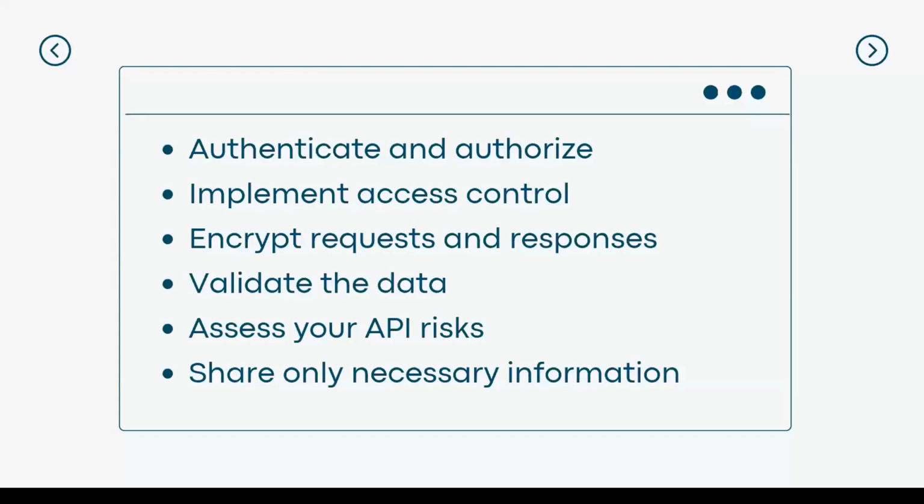Another one is share only necessary information. Minimize the data shared with clients to the minimum required for an API request. Ensure that your API isn't sharing too much about users or about your organization. This is going to help prevent information disclosure vulnerabilities.